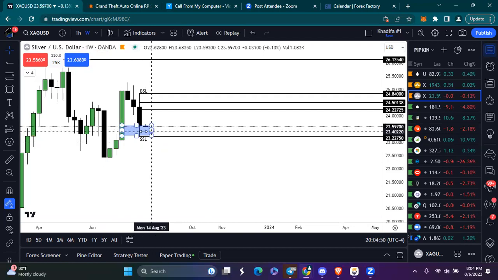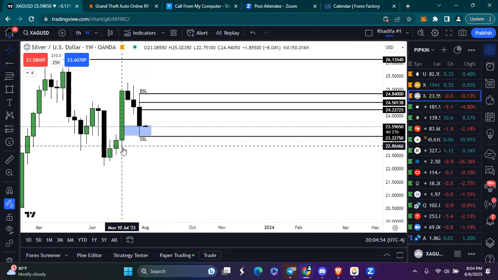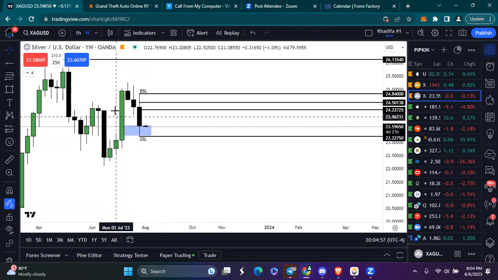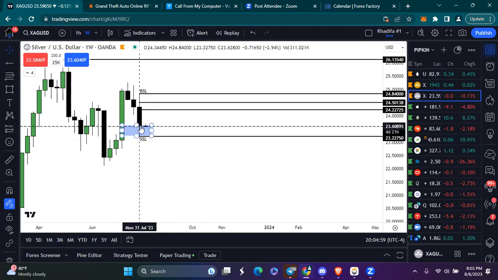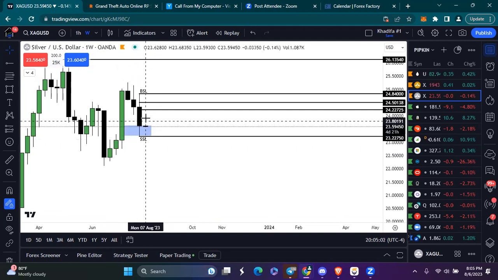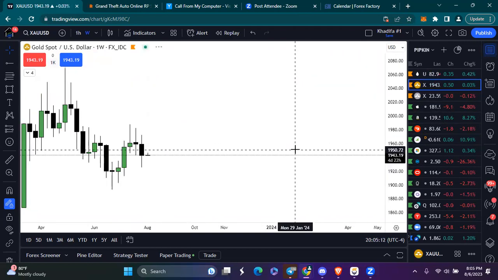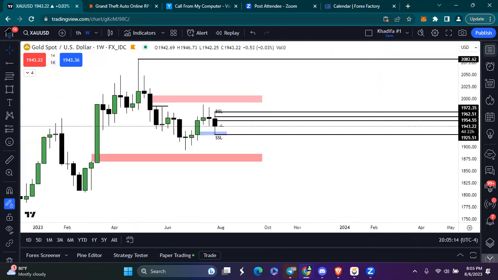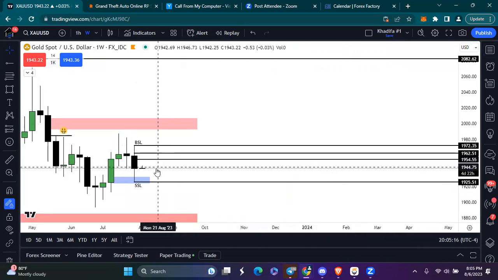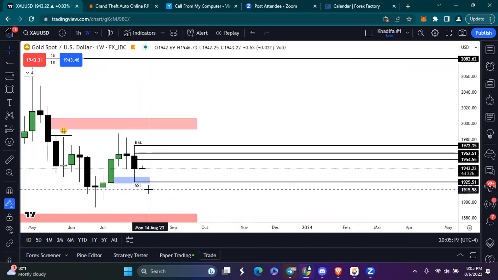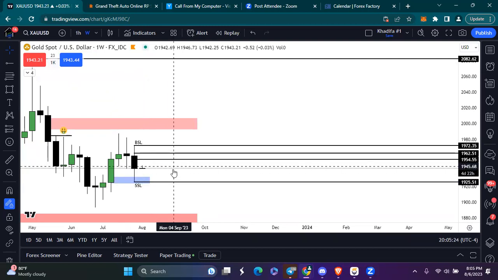However, if we do respect this blue shaded area, which is the discount array from July 10th weekly range, if we find support here, then I will expect silver to pull back up into last week's PD array. Plain and simple. Cool beans. Looking at gold, same difference. I will be expecting gold to expand lower to run last week's sell side liquidity.